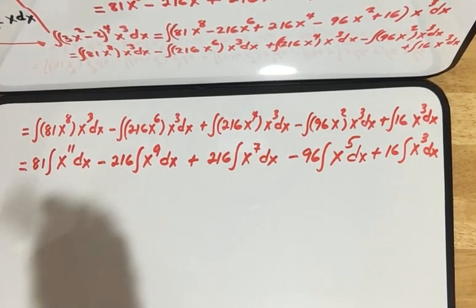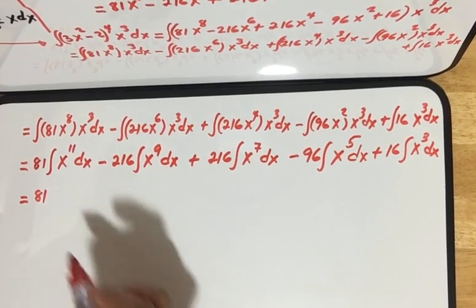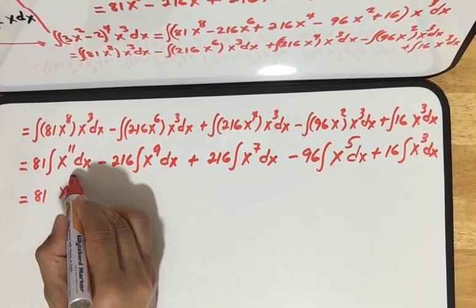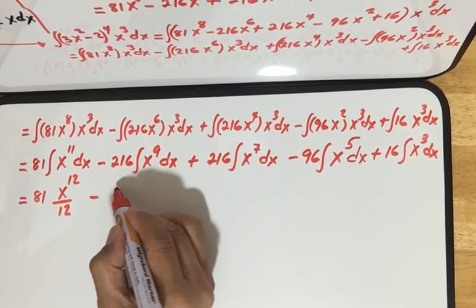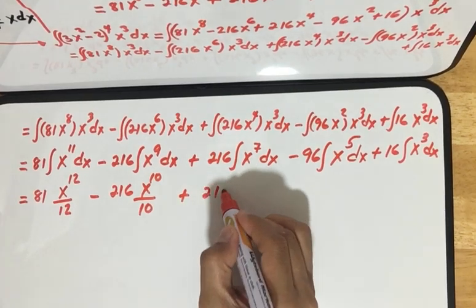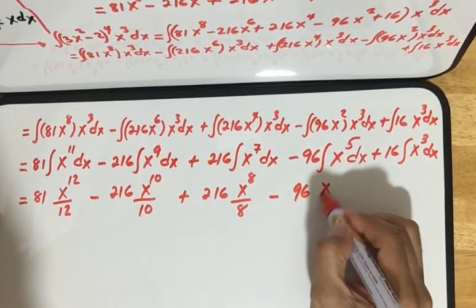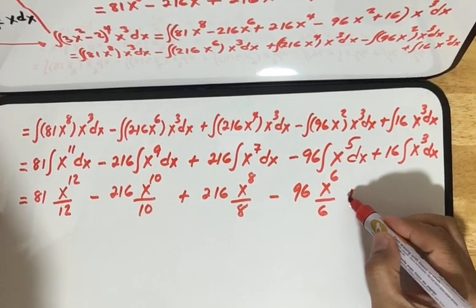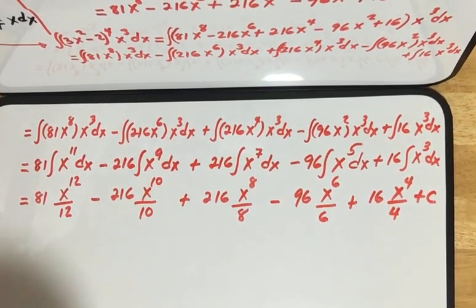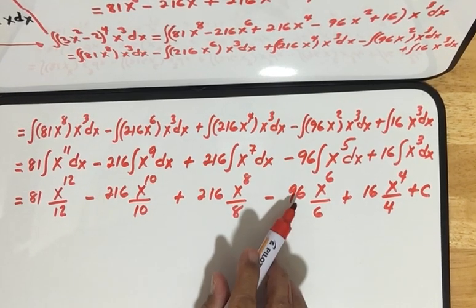Okay, so using the power formula, we have 81 x^11, so n plus 1, this would be x^12 over 12, then minus 216 x^10 divided by 10, then plus 216 x^8 over 8, minus 96 x^6 divided by 6, then plus 16 x^4 over 4, then plus C. Okay, then we have numerators and denominators.